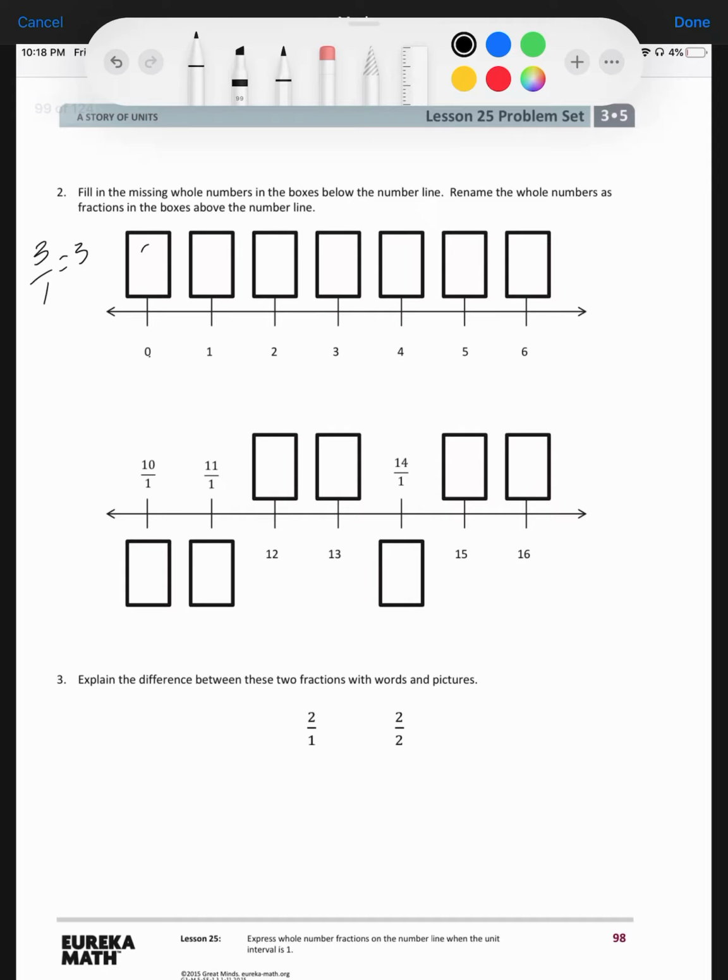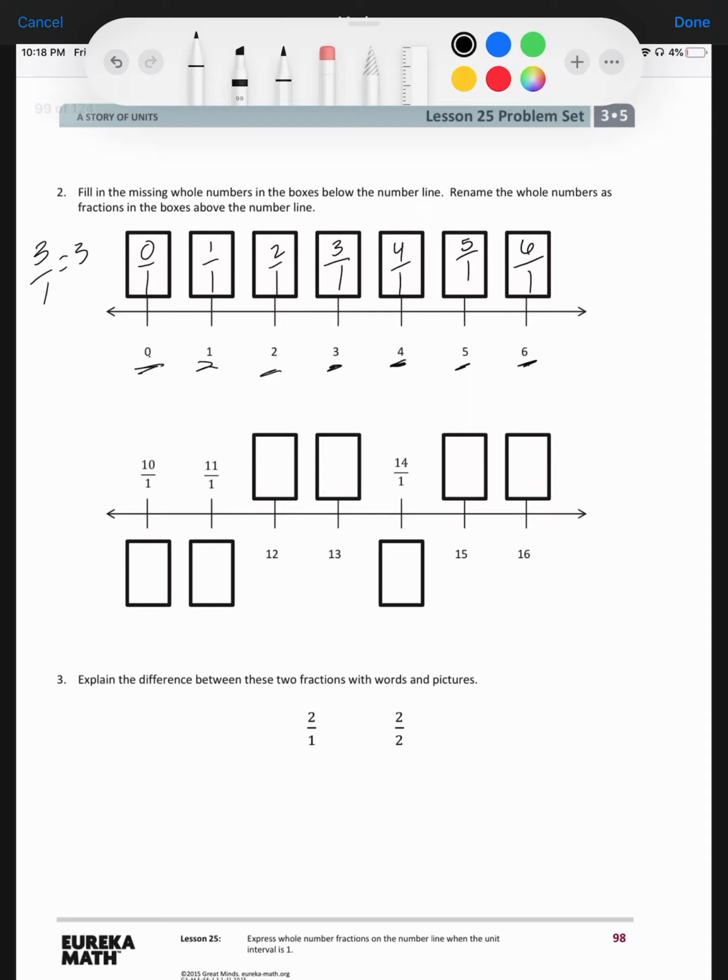So 0 would be 0 over 1. 1 would be 1 over 1. 2 would be 2 over 1. So these are the fractions that represent these whole numbers. What fraction represents the whole number of 3? Well, 3 over 1. What fraction represents the whole number of 4? 4 over 1. What fraction represents the whole number of 5? 5 over 1. And what fraction represents the whole number of 6? 6 over 1.